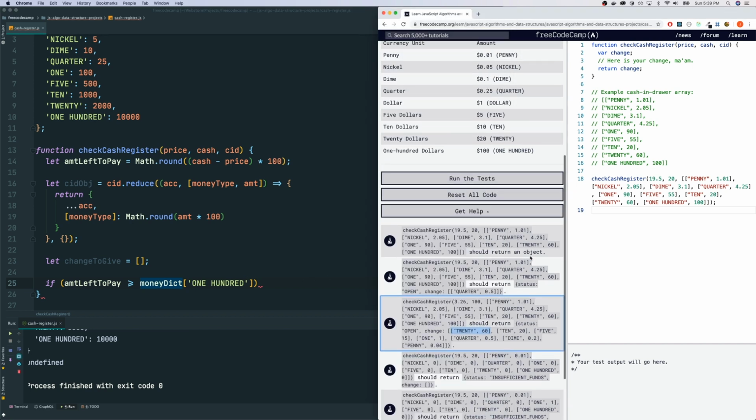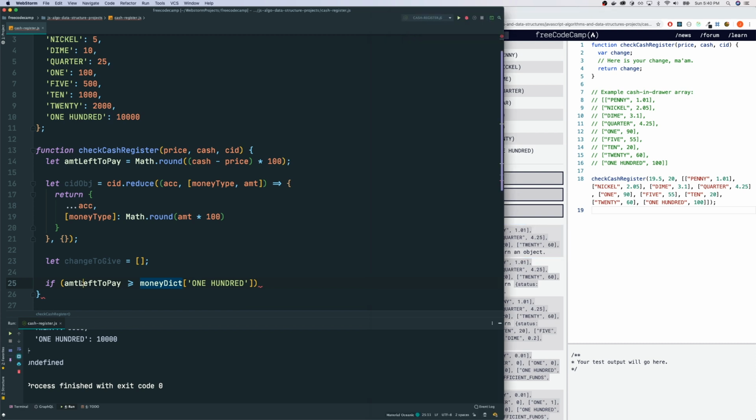Let me show you guys an example here. Look at this, the first example here. The cash was 19.5. They gave us $20, so that's 50 cents left, right? Are we ever going to possibly take out $100 bills from a 50-cent change? No. So we want this to be at least greater or equal to the amount money dictionary in 100, which is 10,000 in our case, because we multiply everything by 100.